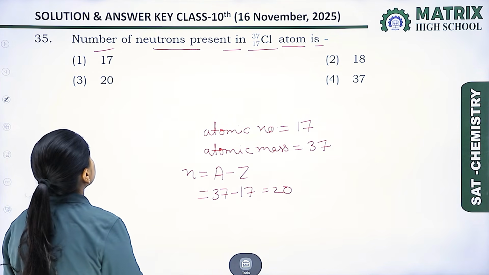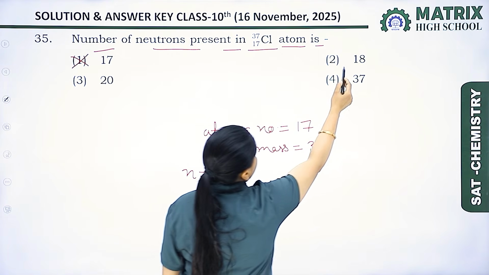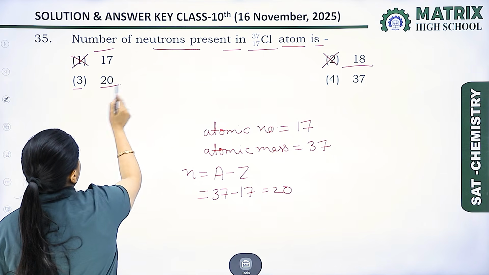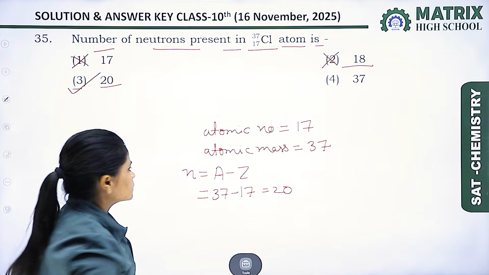Let's discuss the options. Option 1 is 17. This is wrong. Option 2 is 18. That is again wrong. Option 3 is 20. Yes. Option 3, 20 is the correct answer.